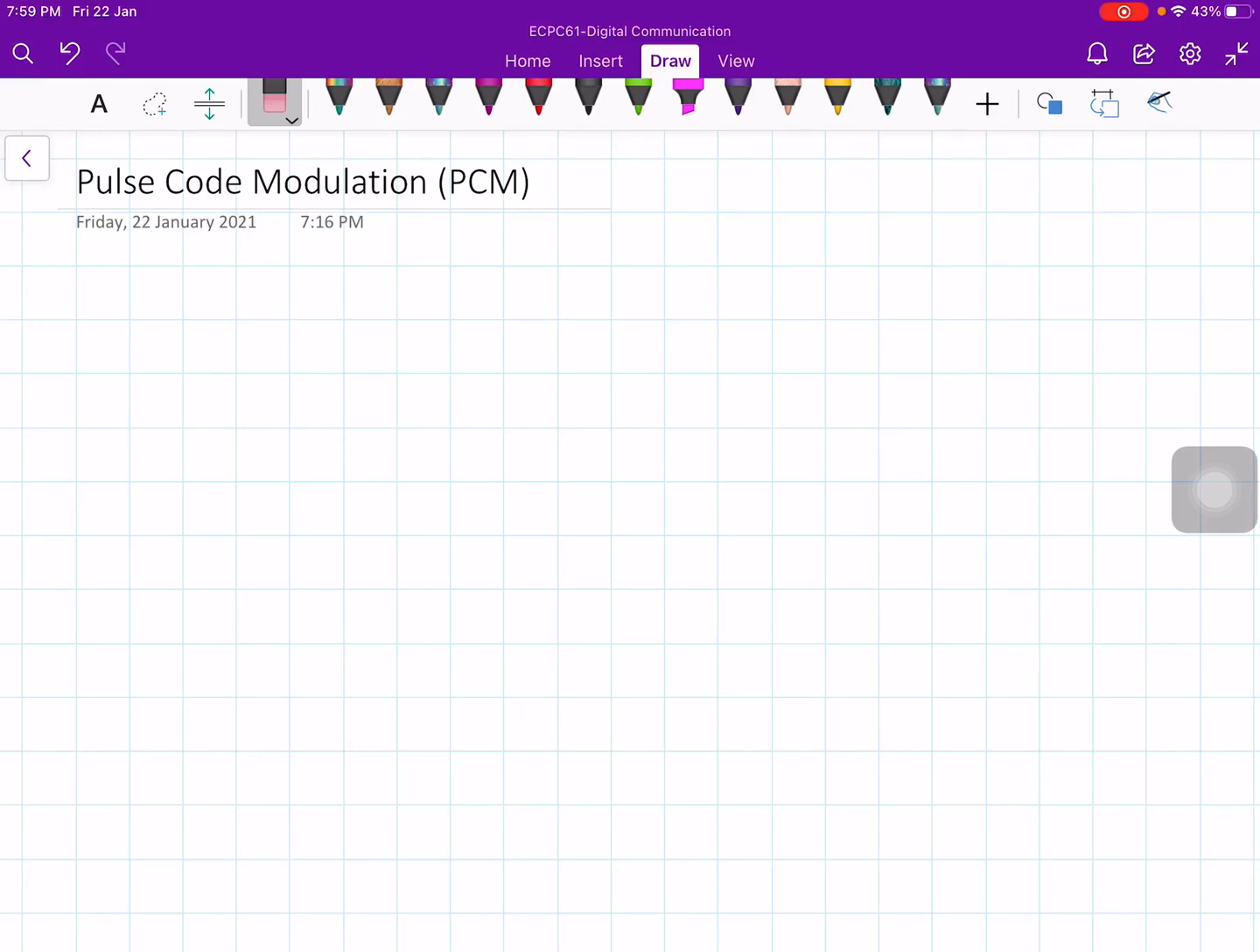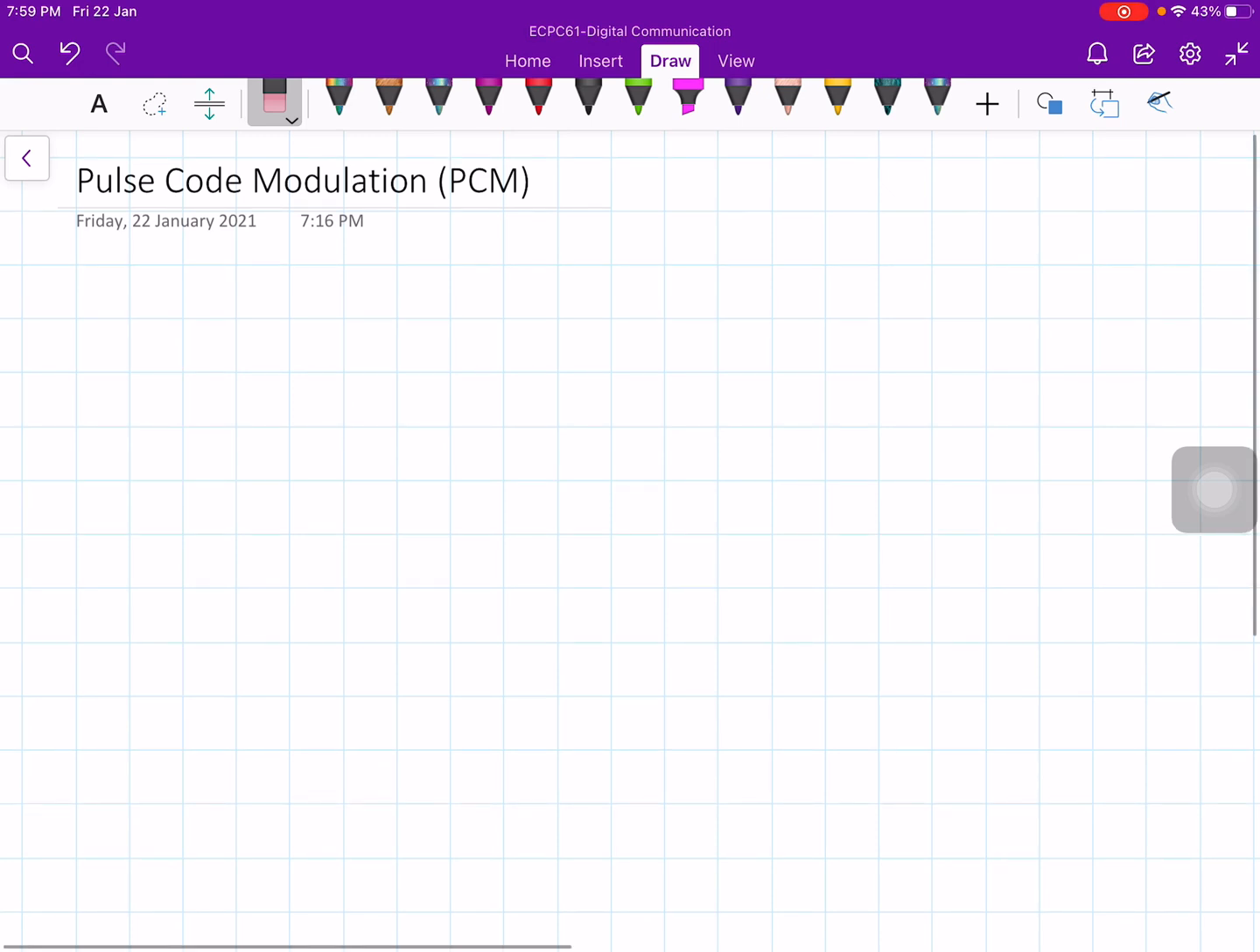In this lecture, let us discuss pulse code modulation. Pulse code modulation is a method to convert analog information into digital form. We have already talked about one method of converting analog information into digital form, and that is delta modulation.